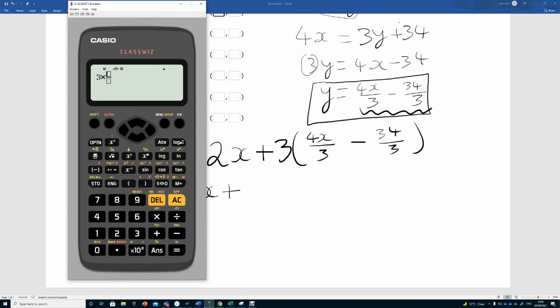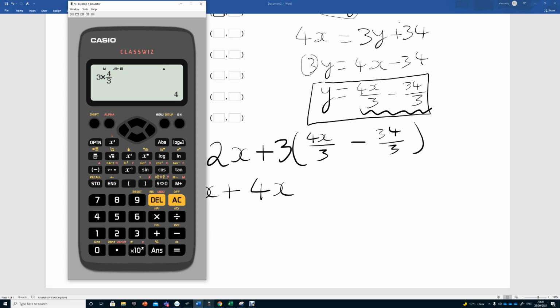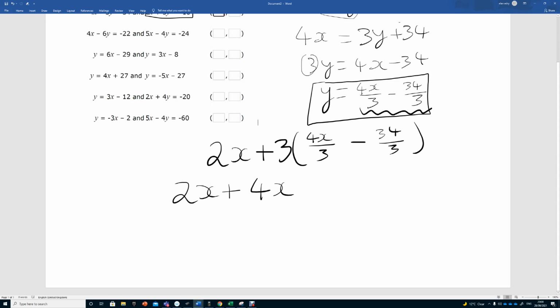3 times 4/3, and that's going to end up as 4. So we have plus 4x, and then you've got 3 times minus 34/3, which is just going to be minus 34, because the 3's cancel out. And this, 2x plus 3y, equals minus 10. So now I can solve this equation.